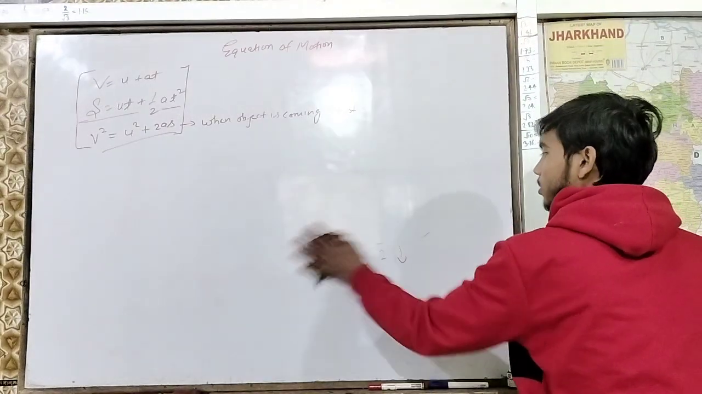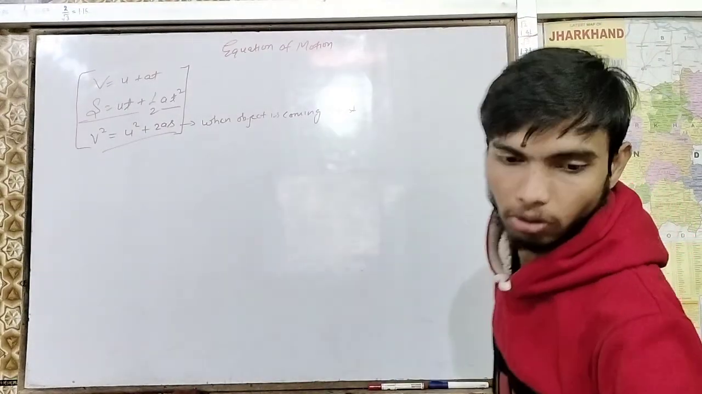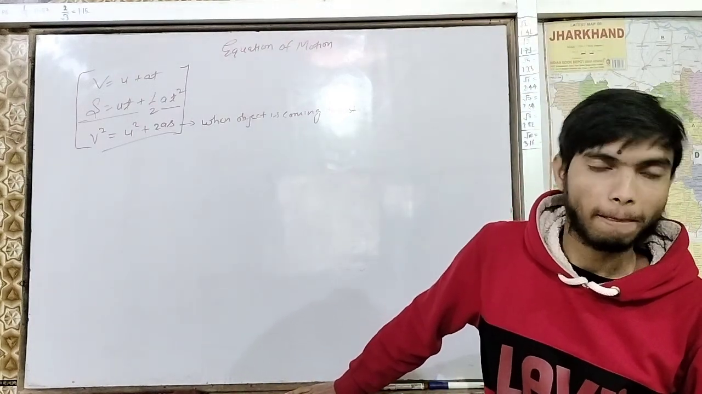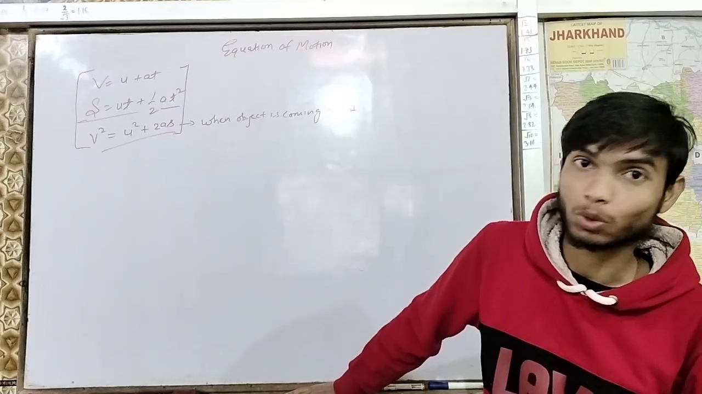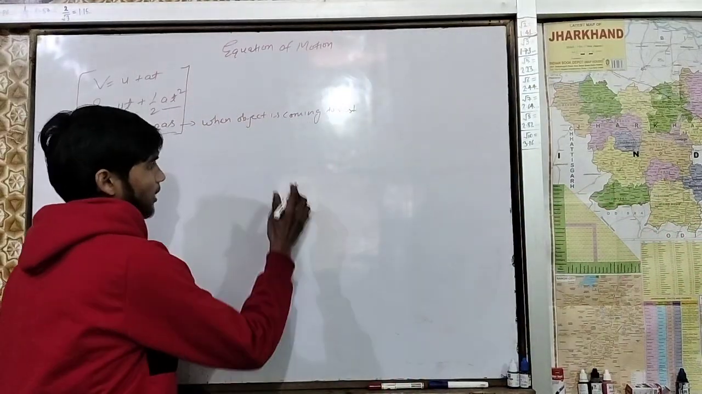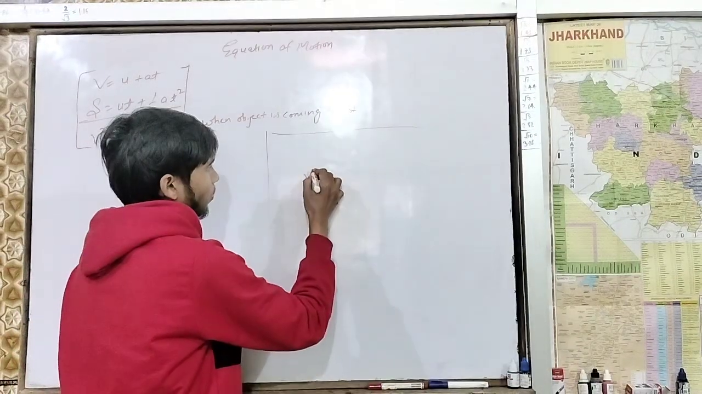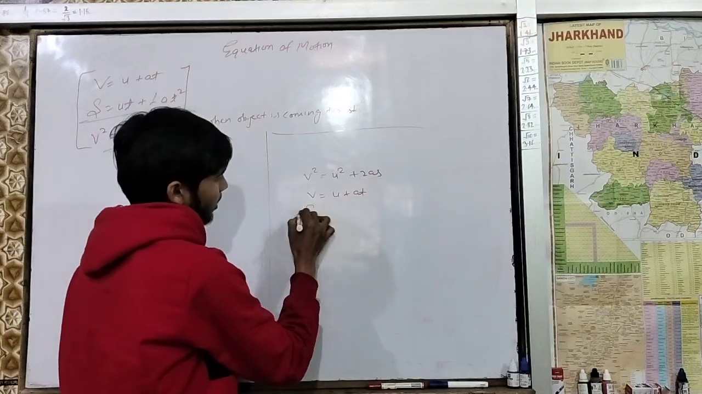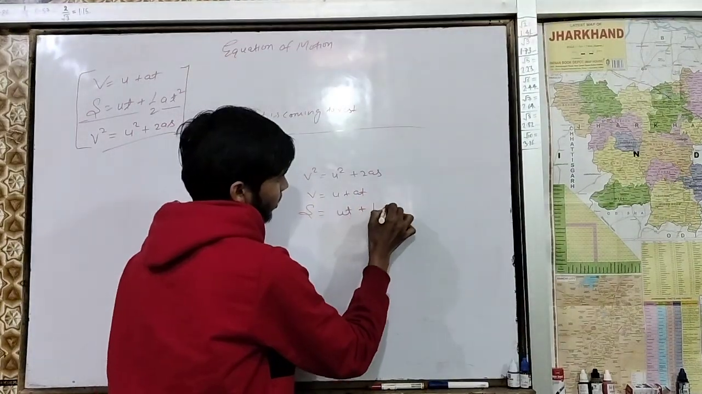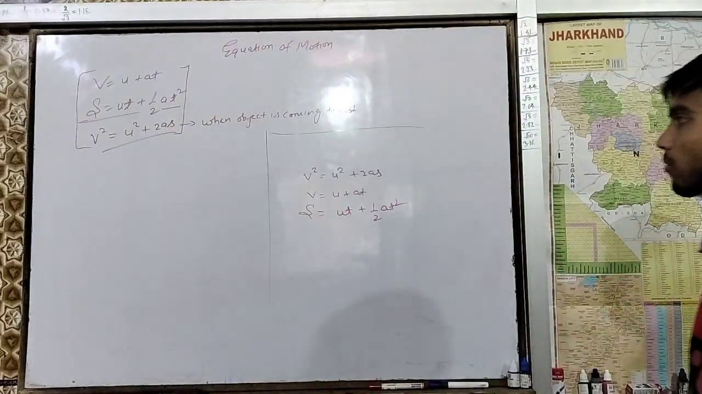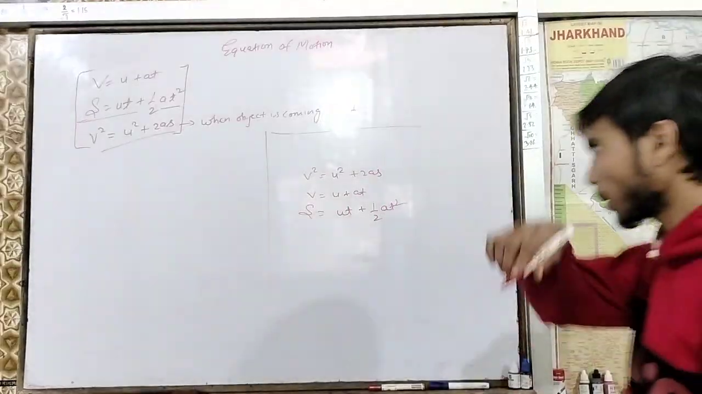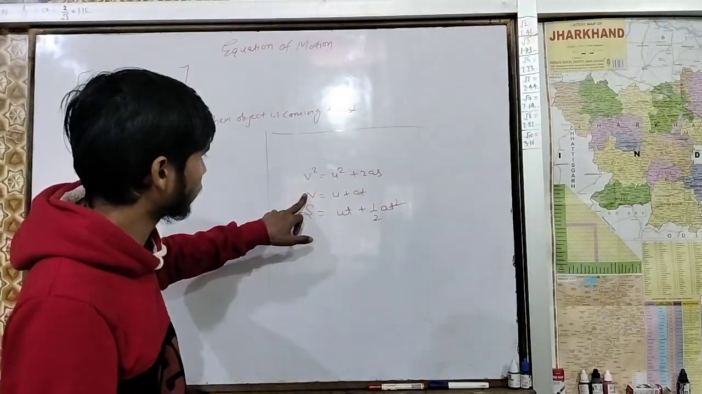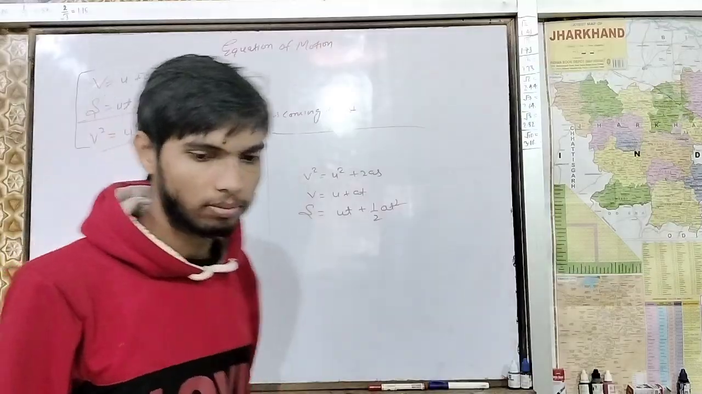So the second equation of motion is s is equal to ut plus half at square. v is equal to u plus at, and v square is equal to u square plus 2as. Let me write again: v square is equal to u square plus 2as, v is equal to u plus at, and s is equal to ut plus half at square. This is the first, this is the second, and this is the third equation.